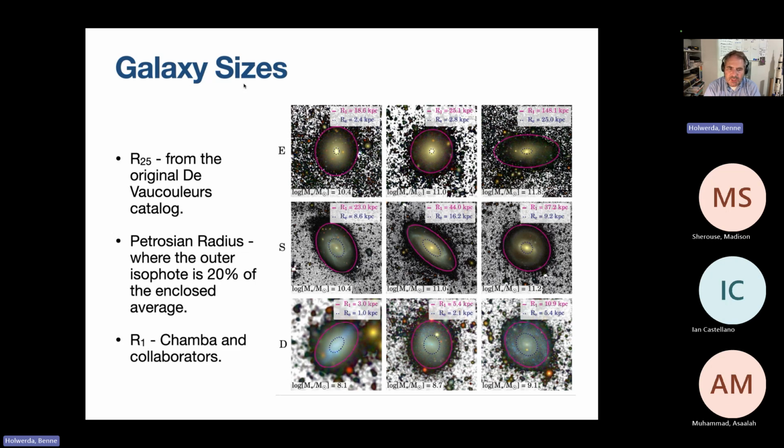And then the R1 from Chamba and collaborators: she has defined R1 as the one solar mass per parsec squared radius. That seems to be something you can then translate into various filters. That's the purple line you see here. It seems to be a better way to enclose most of the galaxy than the dotted line, which is the effective radius. It's a decent scale, but that depends very much on the whole profile.